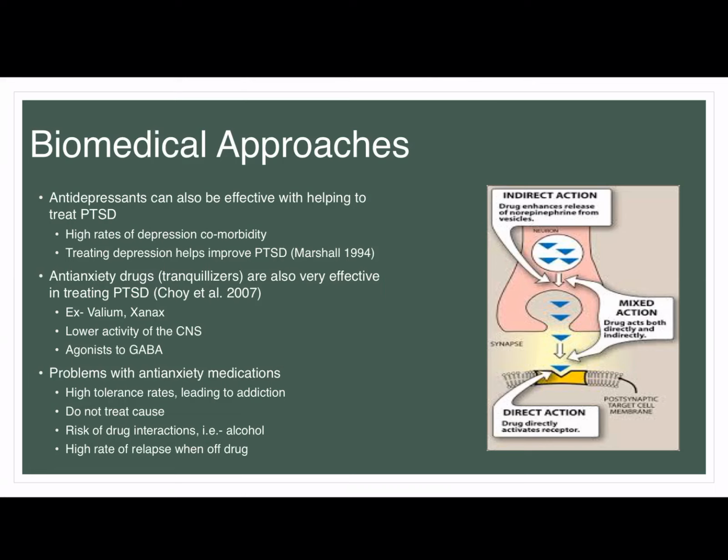How they work usually is they'll be an agonist to GABA. GABA is your body's main inhibitory neurotransmitter. It stops the sending of signals. And so by having this drug that pretends it's GABA, it helps slow down the reactions and therefore gives your body kind of time to process what's happening without the autonomic fight or flight symptoms kicking in.